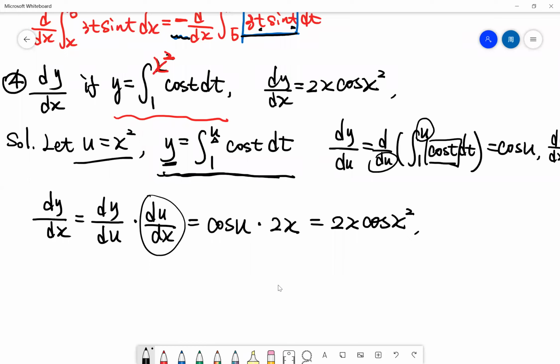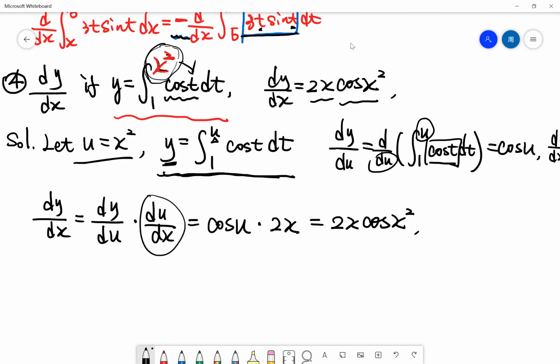So you should know that if the upper limit is a function of x, the first step is to find the integrand and then substitute the function for t, and then don't forget to multiply by the derivative of this function. So that is 2x times cosine x squared.